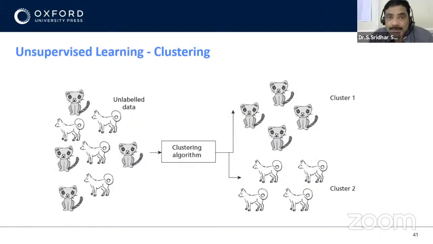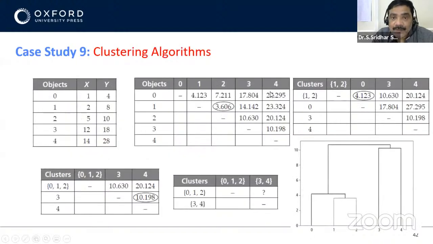Now we will talk about clustering, that is unsupervised learning. So you can see that there is no supervisor available. All you are giving is unlabeled data. So what the program does is it tries to group, so it forms clusters. So you can see that this is a cluster of dogs, this is a cluster of cats. How to do that is very simple.